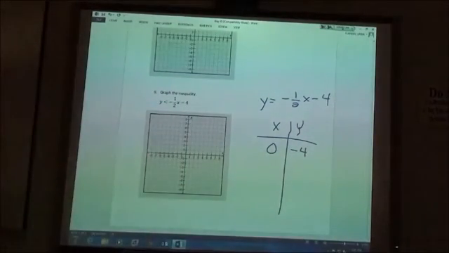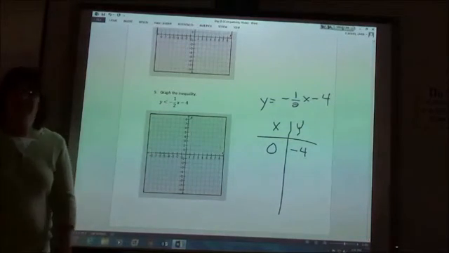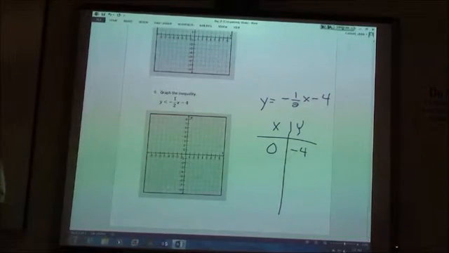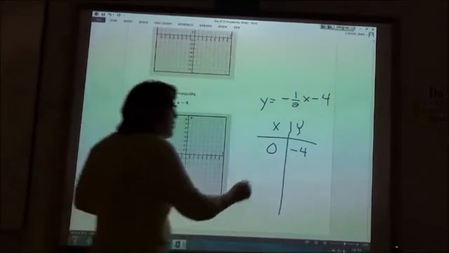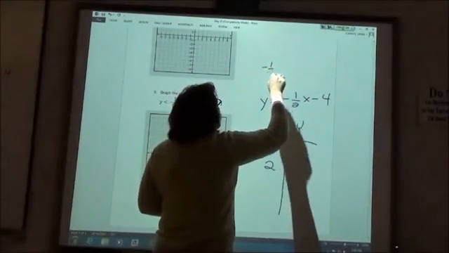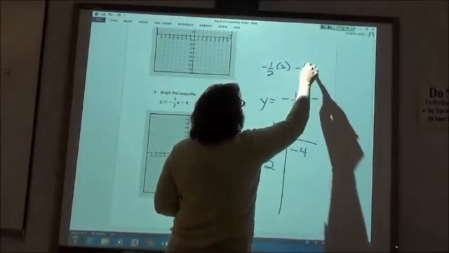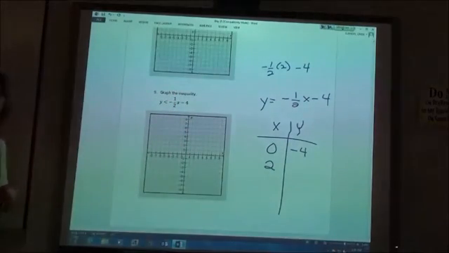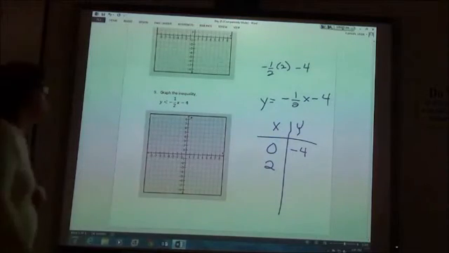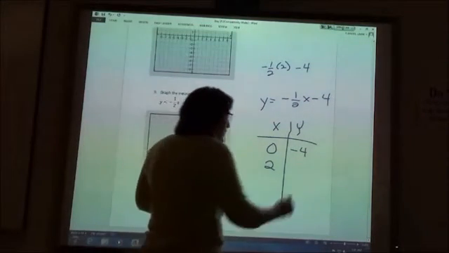What's another number that would be good to put in for x? Probably not 1 unless I want to deal with fractions. If I have 1/2, what would be good numbers to put in? 2. 2 would be a good number. We want multiples of the denominator. So -1/2 times 2 minus 4 would give me what for an answer?